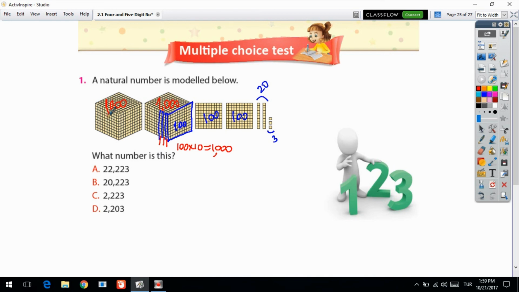I add 1000, then 1000, then 100, 20, then 3. So 2,123, comma, sorry, your answer must be C. Now let's look at another question.